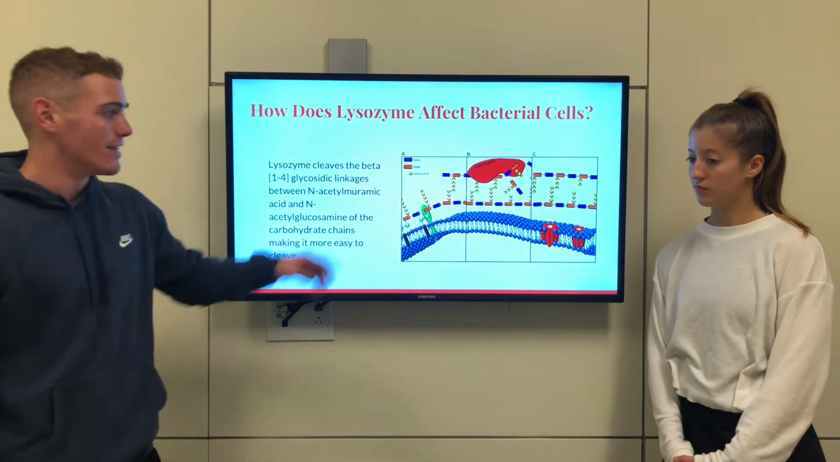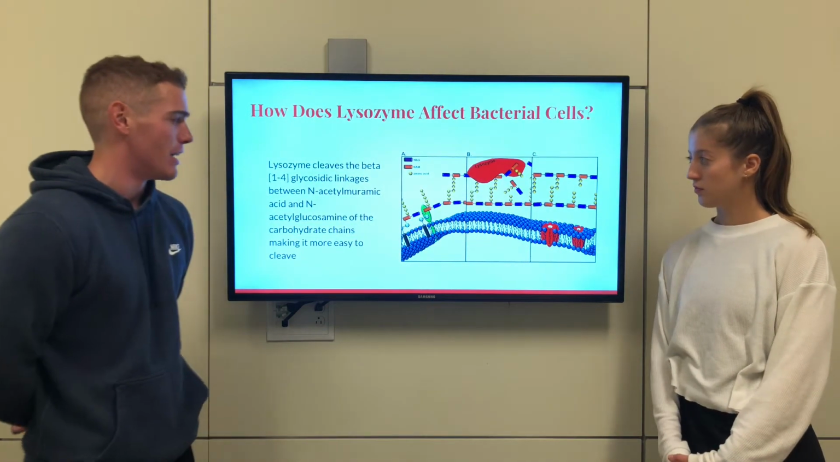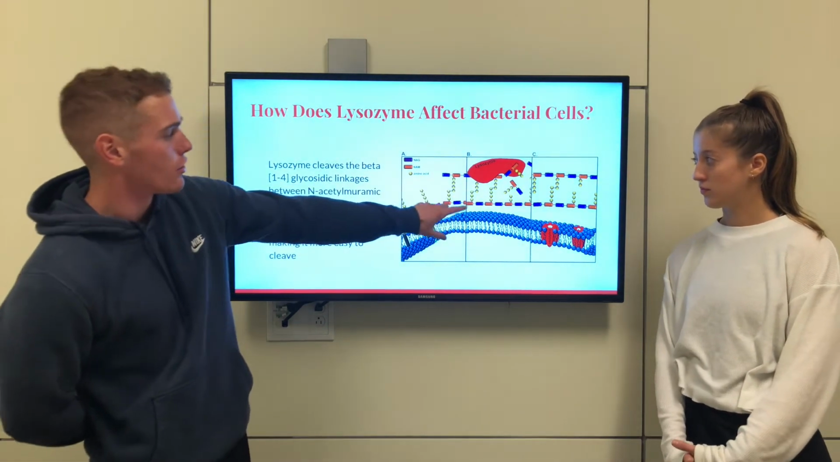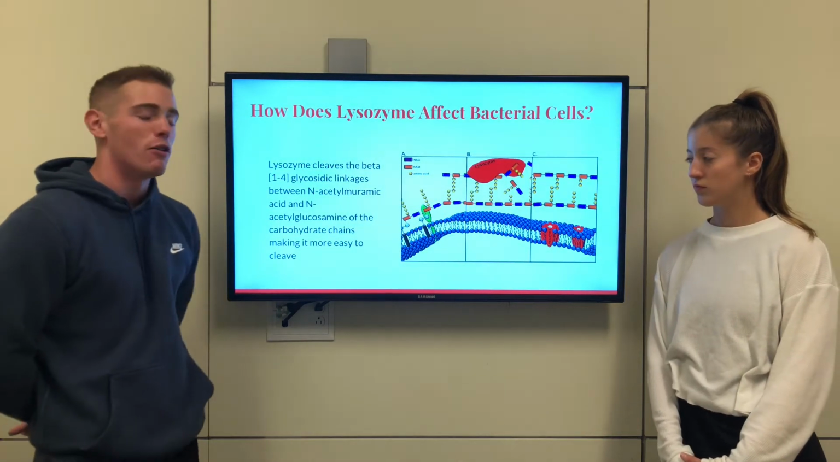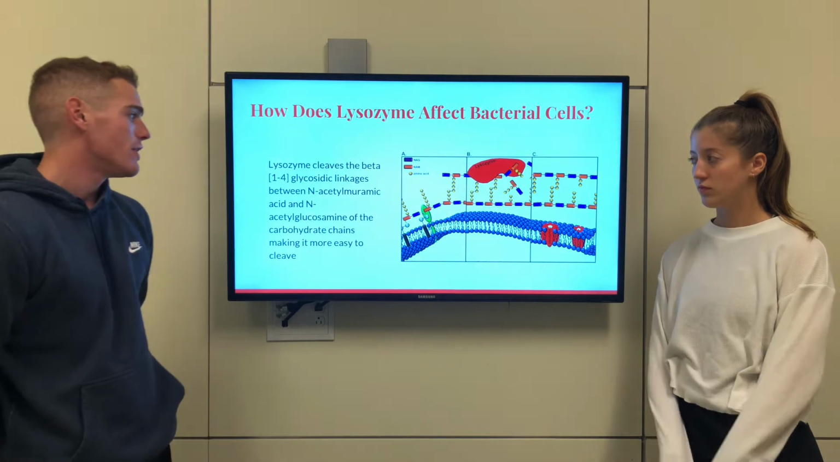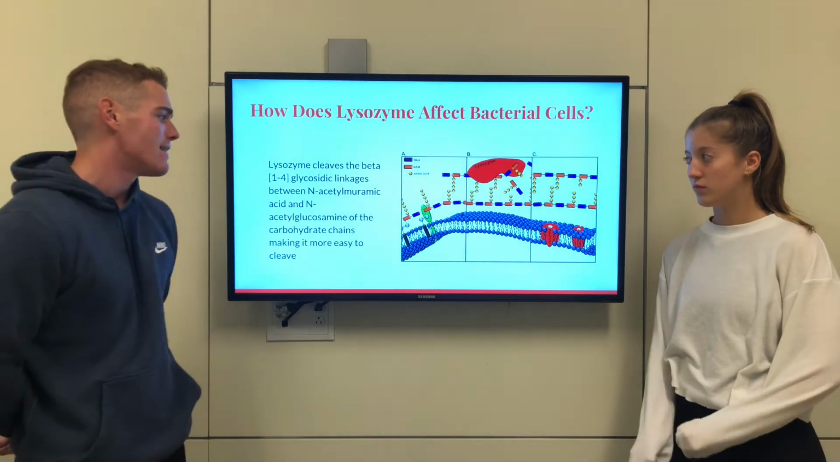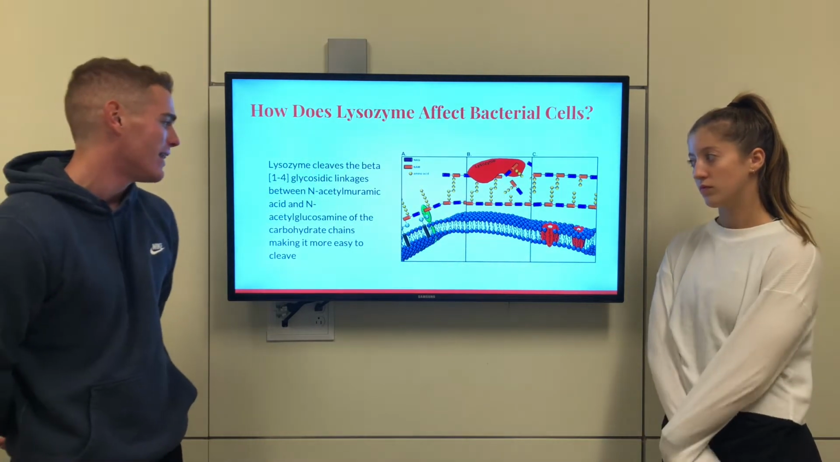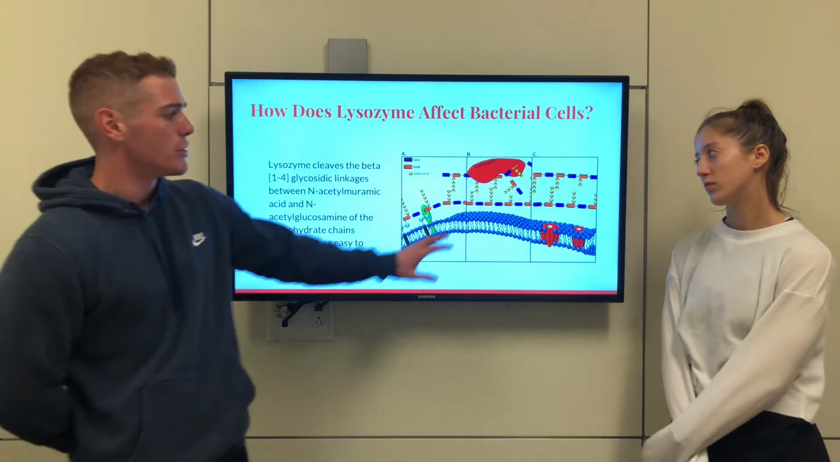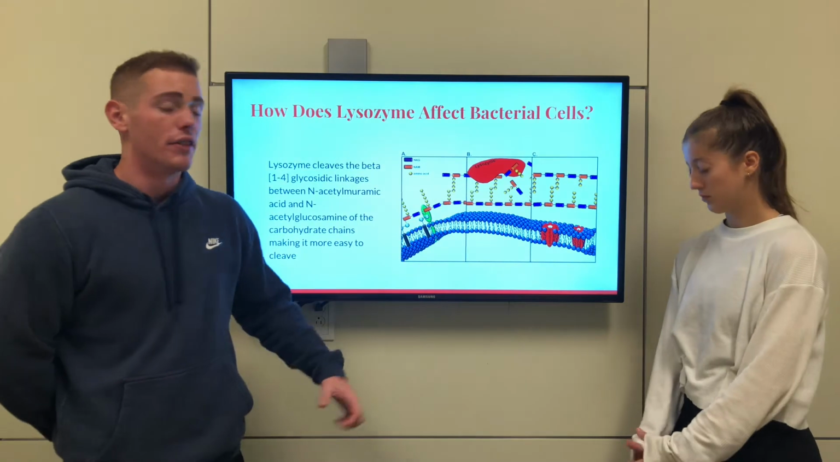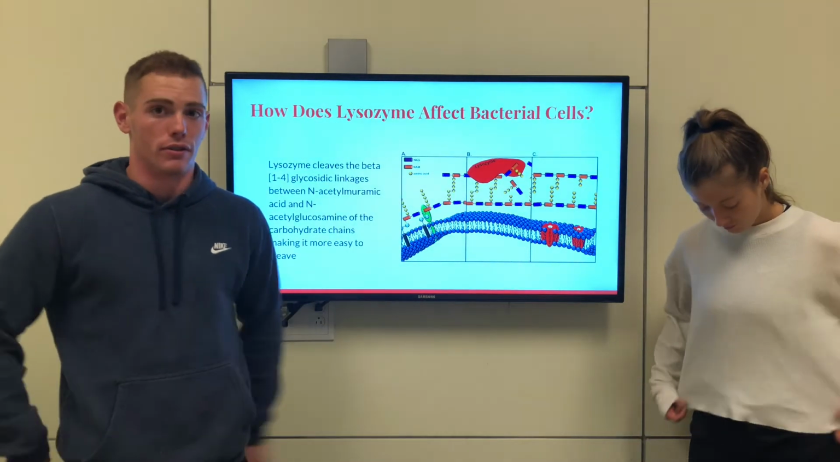So as you can see here, this is a little bit better picture of what I just explained. The lysozyme right here is attaching to the carbohydrate chain, which is located right there. The lysozyme cleaves at the beta 1 to 4 glycosidic linkages between N-acetylmuramic acid and N-acetylglucosamine of the carbohydrate chain. Like I said before, after this chain is compromised, the cell will actually explode due to the pressure difference.